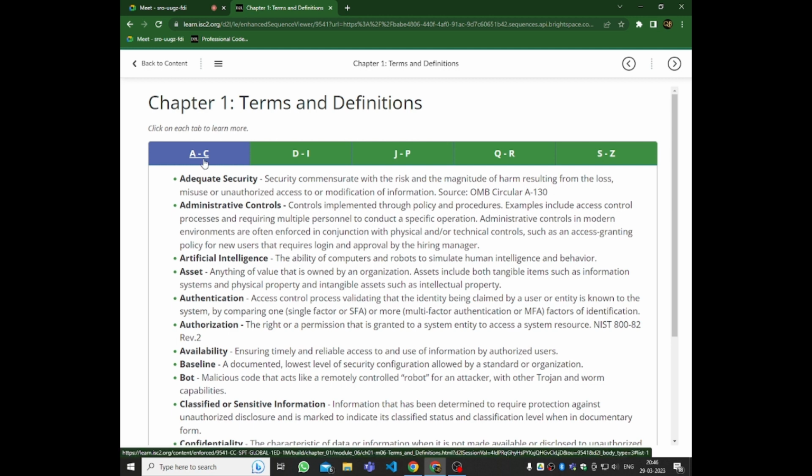Okay, A to C. Here they are going to explain letter-wise, A, B, C till C. So the first one is adequate security: security commensurate with the risk and the magnitude of harm resulting from the loss, misuse, or unauthorized access to or modification of information.